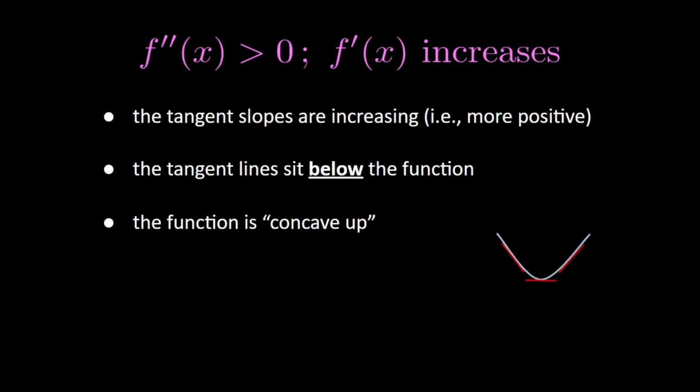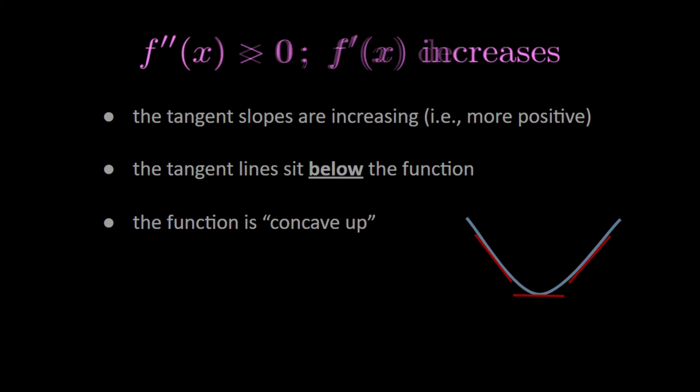So here's a visualization of that. If you look at these red tangent lines, they are all getting more and more positive, and they're all sitting below the function. So that function is concave up. I should note that the middle tangent line is a stationary point here, and also a turning point. That doesn't necessarily have to happen, but we'll get into that in more detail later in this video.